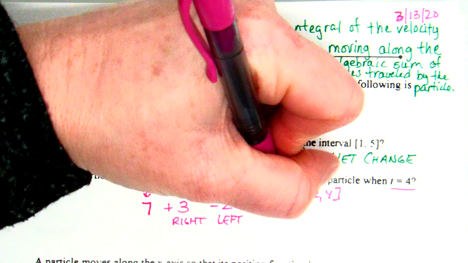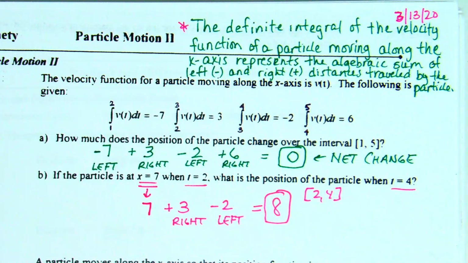What does 8 mean? x equals 8 when t equals 4. In relation to where we originally started at 7, we are 1 to the right. That is our net change, so to speak: we're 1 to the right.